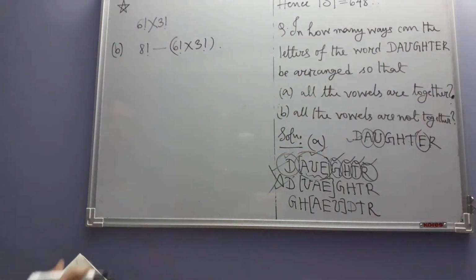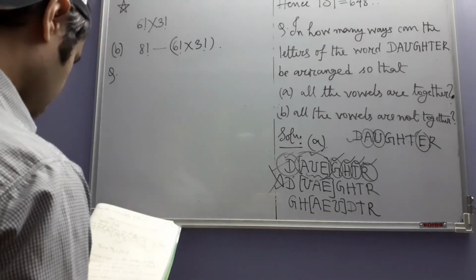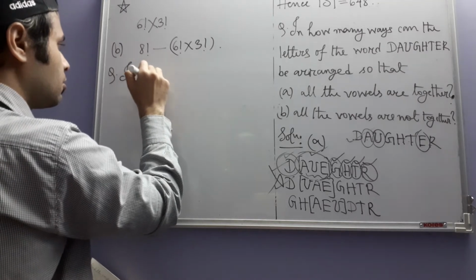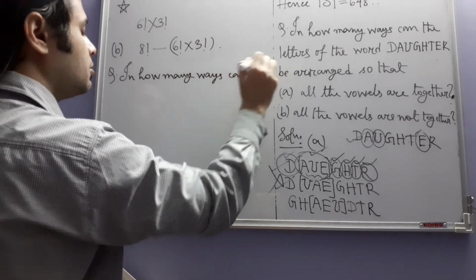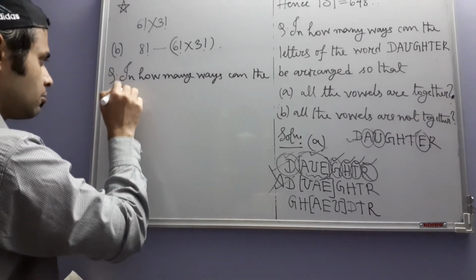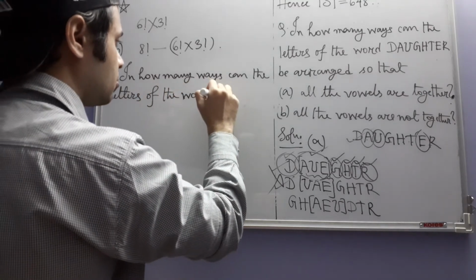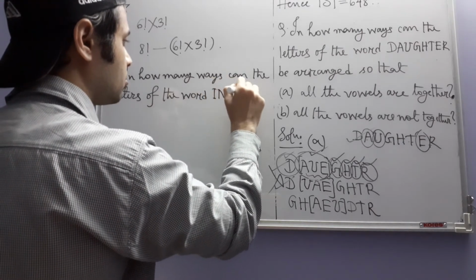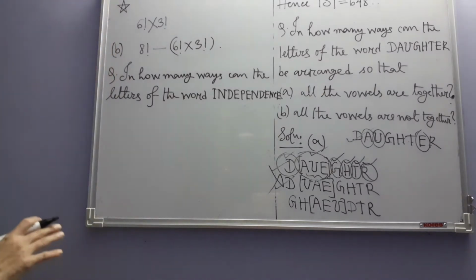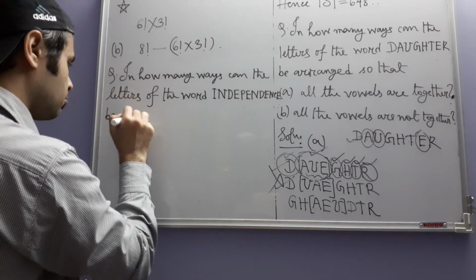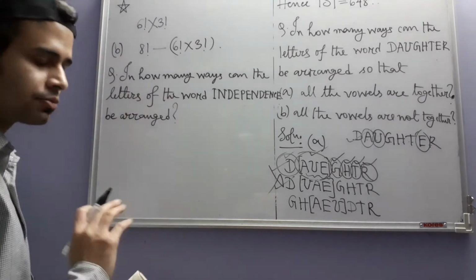Then in the next one, things are going to get even more complicated. This is also a similar question. In how many ways can the letters of the word INDEPENDENCE be arranged? Okay, so that is the first part of this question.